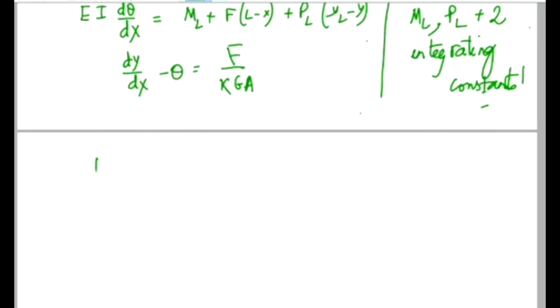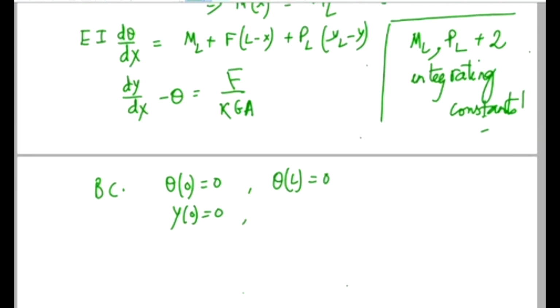So let's see whether we have 4 boundary conditions. So at the clamped end, no rotation, so theta of 0 is equal to 0. No displacement, so y of 0 is equal to 0. Whereas on the other end, theta of L is also equal to 0. Do we have any other boundary condition? We don't have any other boundary condition. So we have only 3 boundary conditions but 4 unknowns. So we can't solve this problem. And why is this the case? So can you guess why is this the case?